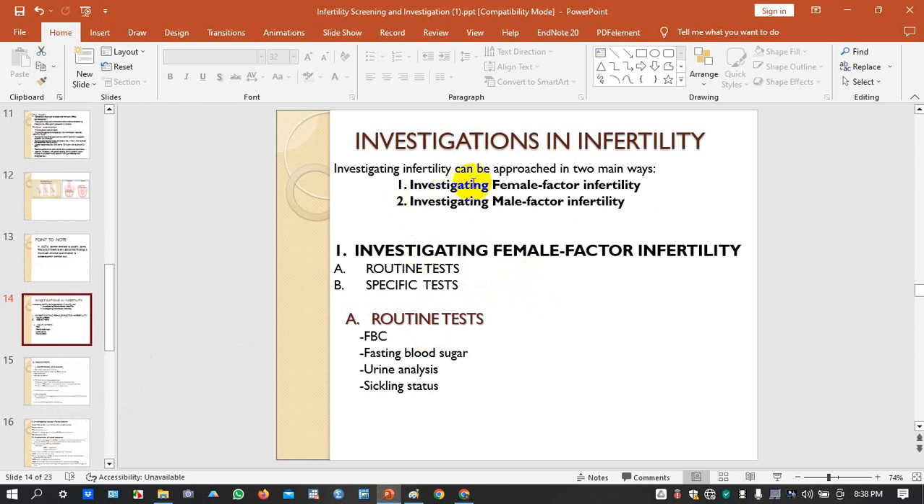in investigating infertility, we can approach this in two ways. We can investigate firstly the female factor infertility, or infertility associated with the female, and also investigate the male factor infertility, or infertility associated with the man. In investigating female factor infertility, there are routine tests and also specific tests to be done. Of the routine tests, we have full blood count, fasting blood sugar, urine analysis, and also sickling status.